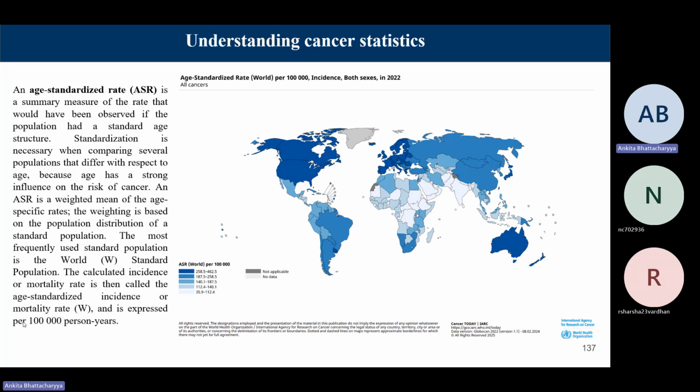So what does that mean? It means the parameter of age. So the age standardized rate, or ASR, is a way of representing information across different populations.